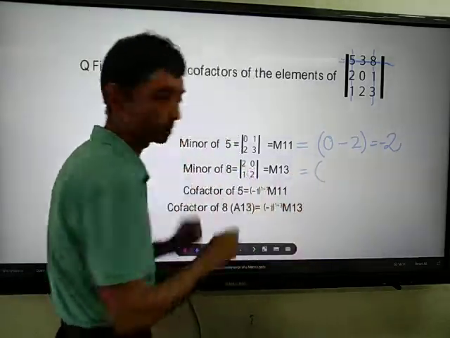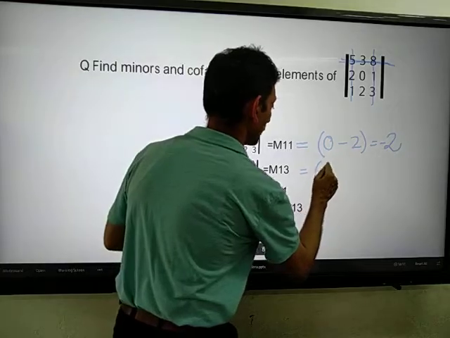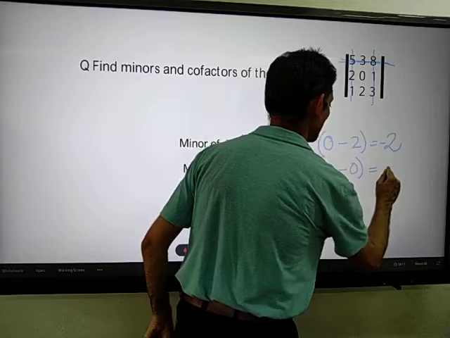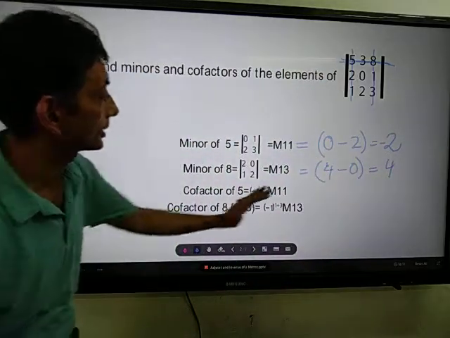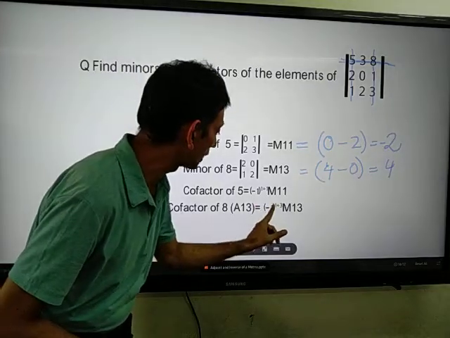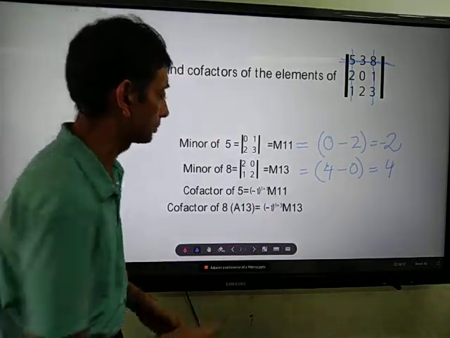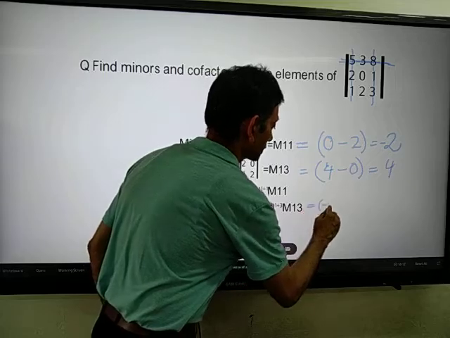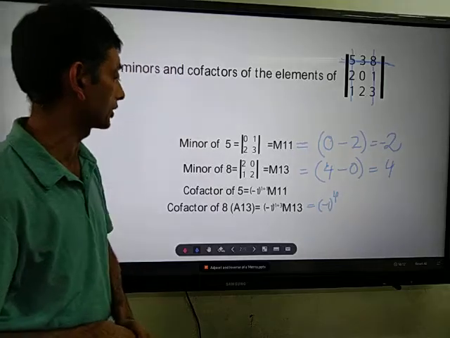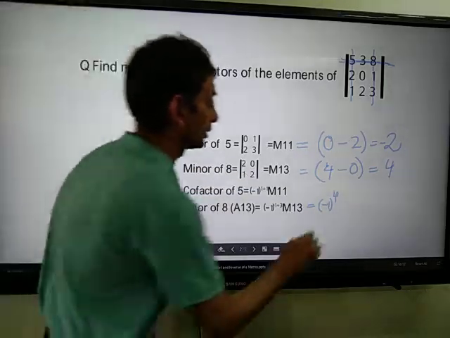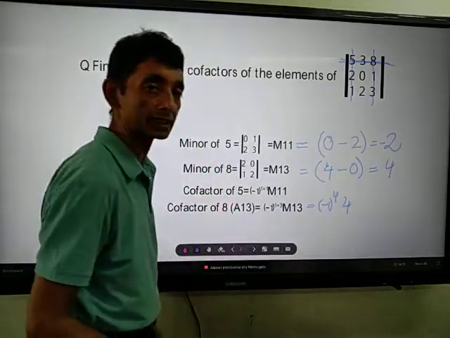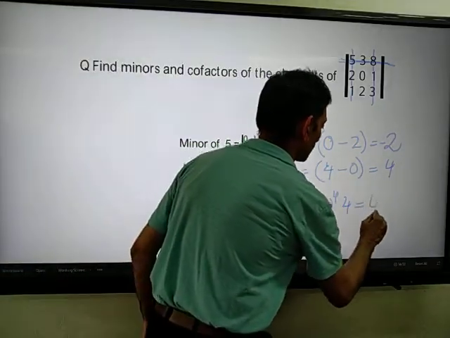So we evaluate this 2 by 2 determinant. 2 into 2 is 4, minus 1 into 0 is 0, which is equal to 4. So the minor of 8 is 4. Now let us calculate the cofactor of 8. This is minus 1 to the power 1 plus 3, which is equal to minus 1 to the power 4. Already we have calculated M13, which is 4. Minus 1 to the power 4 is equal to plus 1. Therefore, this is equal to 4.